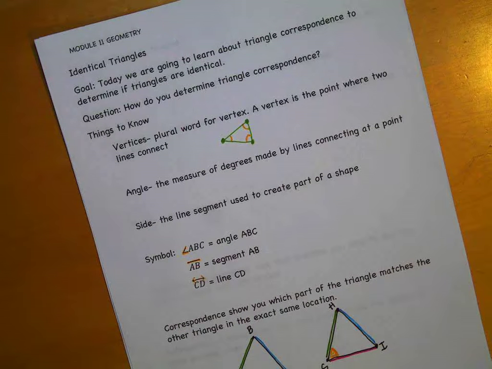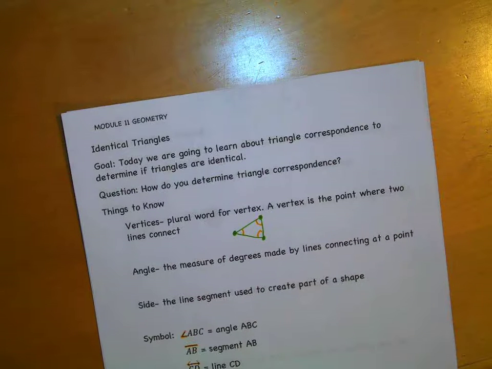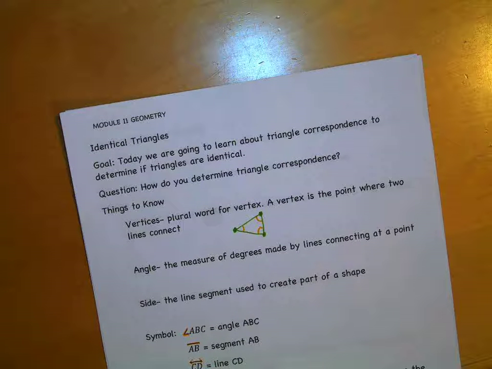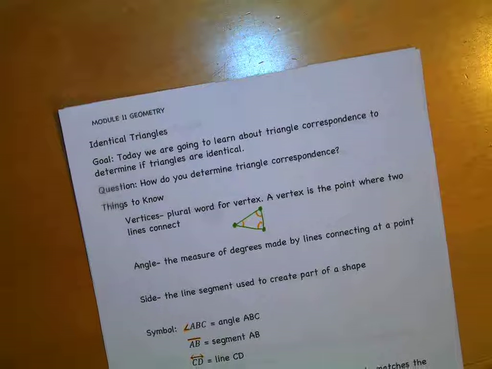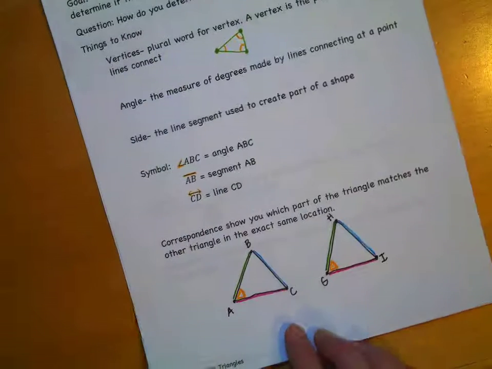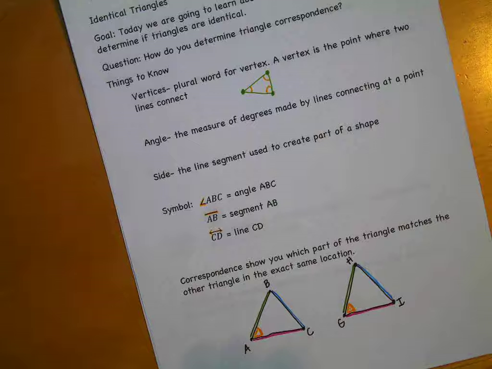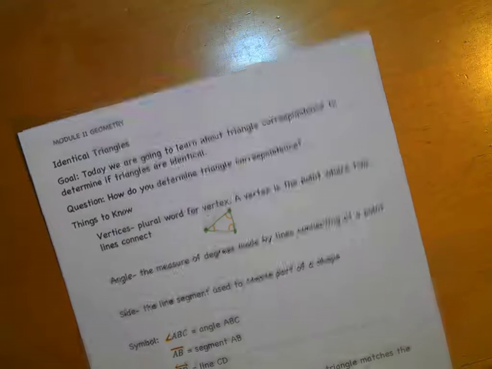So let's go back to our goal for today. Our goal for today is that we are going to learn about triangle correspondence to determine if triangles are identical. And then the question was, how do you determine triangle correspondence? The way that we determine triangle correspondence is we see if they have matching parts of the triangle that make up the triangle. All right? So hopefully that was very clear to you and you're feeling comfortable with this.